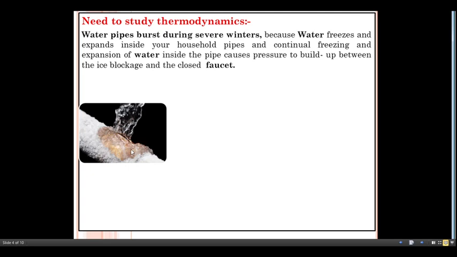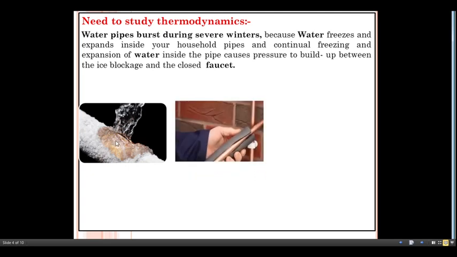Now what is the solution for this? If you provide insulation over the surface of the pipe, whatever changes in temperature occur can be stopped with the help of this insulation, and the bursting of the pipe is avoided.